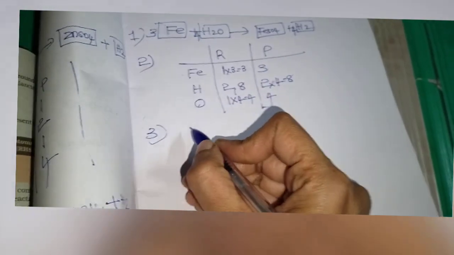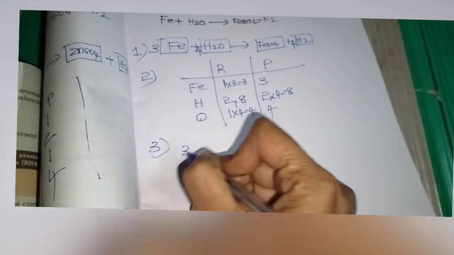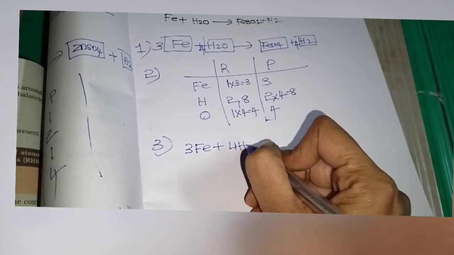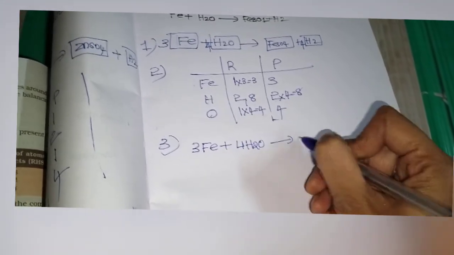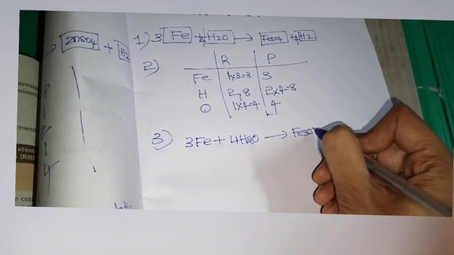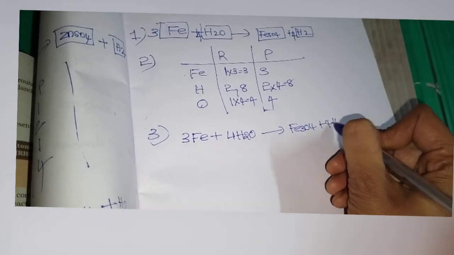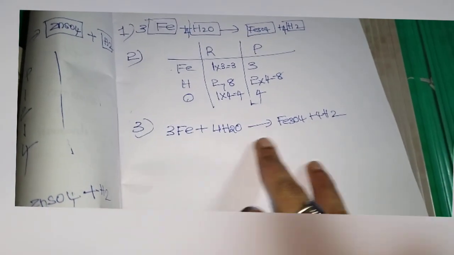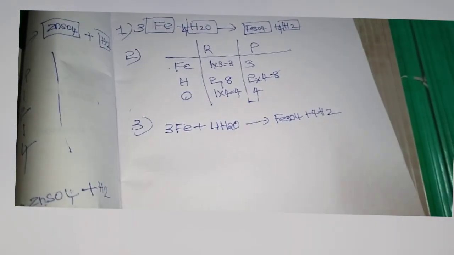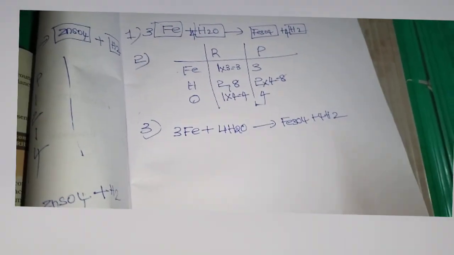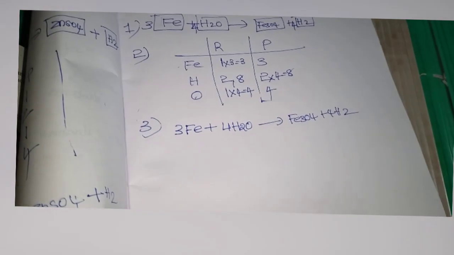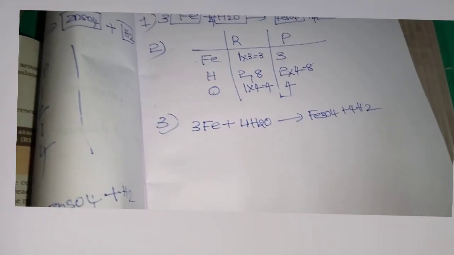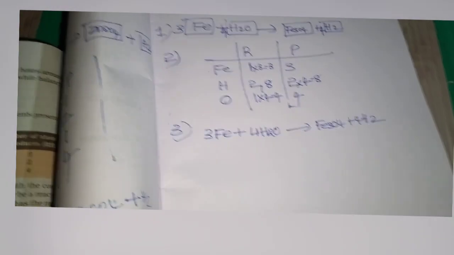So the next step we should write removing the boxes. 3 Fe plus 4 H2O gives Fe3O4 plus 4 H2. So this is the final balanced chemical equation. Like this we can balance the equations. I already did one video on how to balance the equations. You can check it. Now we'll go to our lesson part.